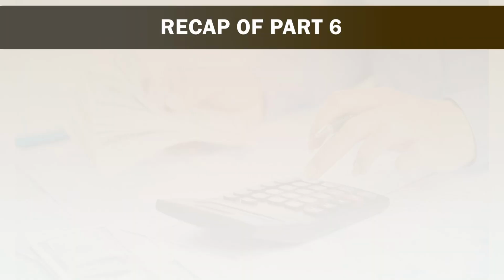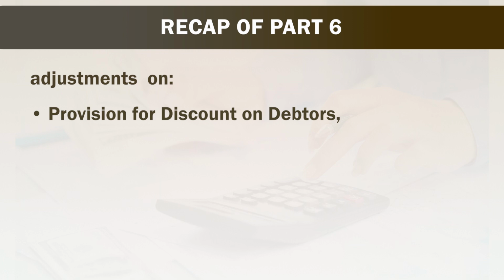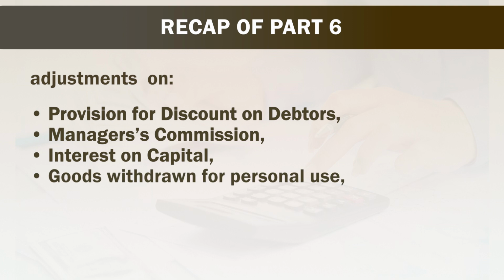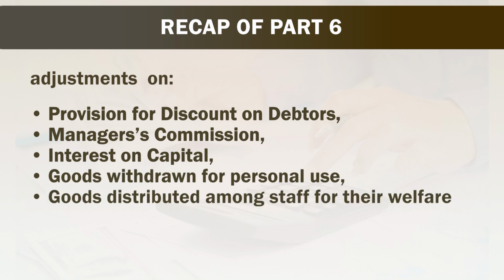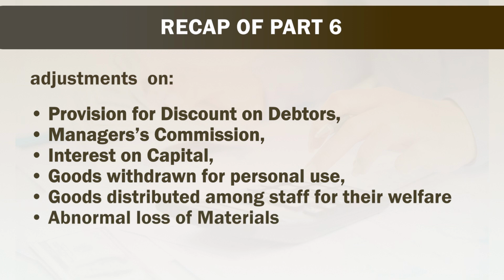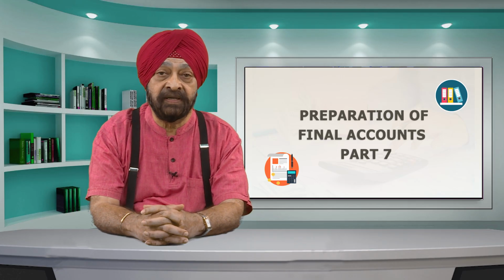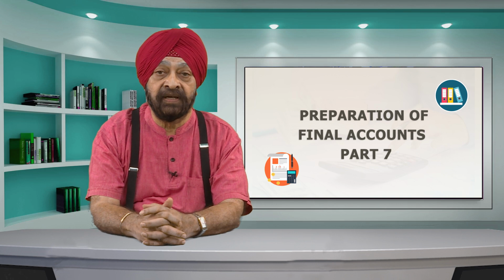Now friends, in the continuation of preparation of final accounts, today we will see part 7. In part 6, we have studied adjustments on provision for discount on debtors, manager's commission, interest on capital, goods withdrawn for personal use, goods distributed among staff for their welfare, and abnormal loss of material. In this part 7, we will study final accounts with inclusion of different types of studied adjustments.